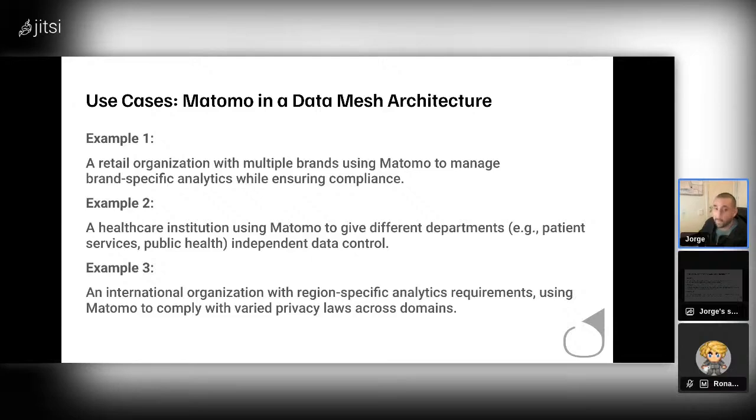I'm gonna deep dive a little bit more into this topic because this is where it gets interesting, at least for me. So a question, since no one has asked a question, I will ask a question myself. So does this mean that the organization uses the same Matomo installation for all brands or separates them into their own Matomo installations?